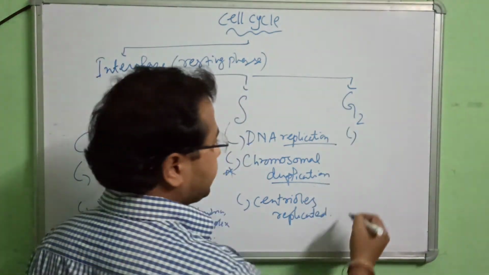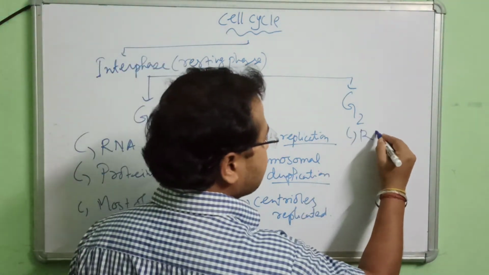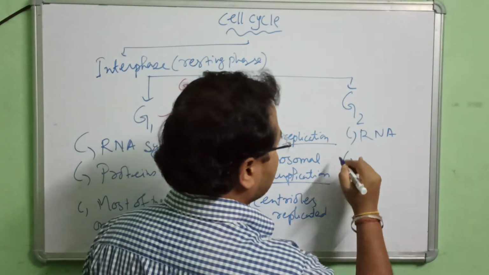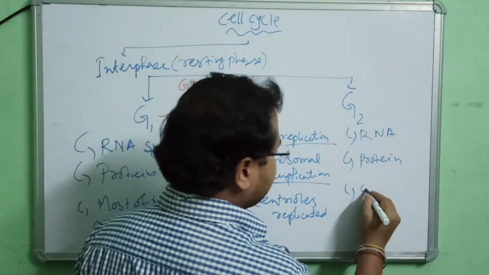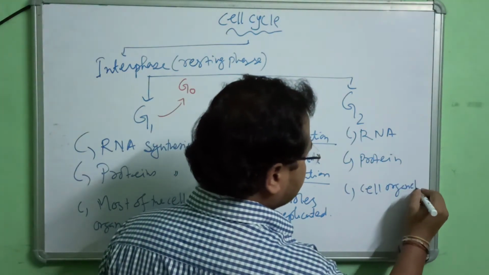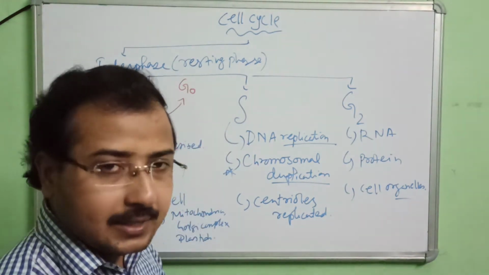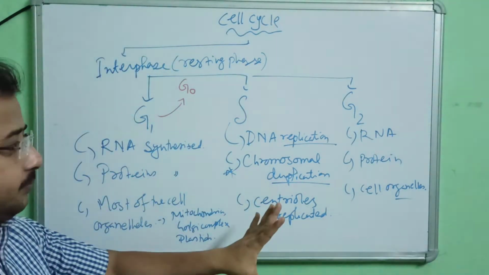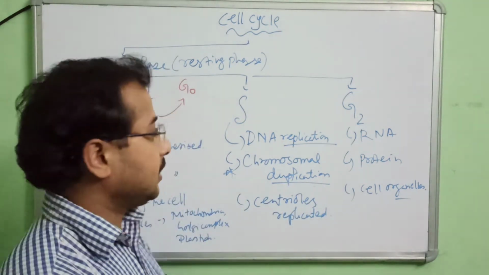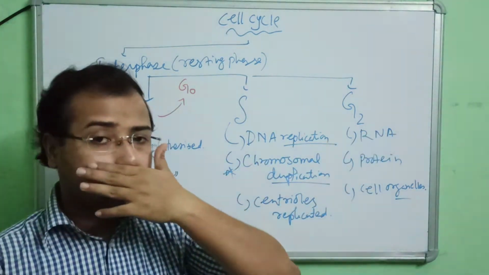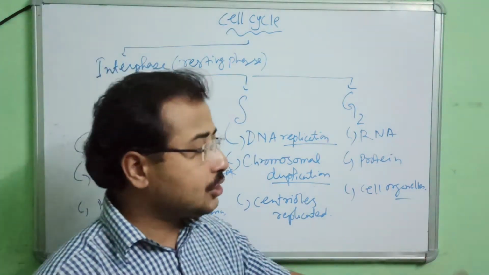Let's come to the G2 phase. G2 phase is normally a repetition of the G1 phase. So RNA synthesis continues, protein synthesis also continues, and the cell organelles present there increase in number. Done? So these are the main functions that are done during the interphase under these phases or stages. So we have completed the G2 phase.